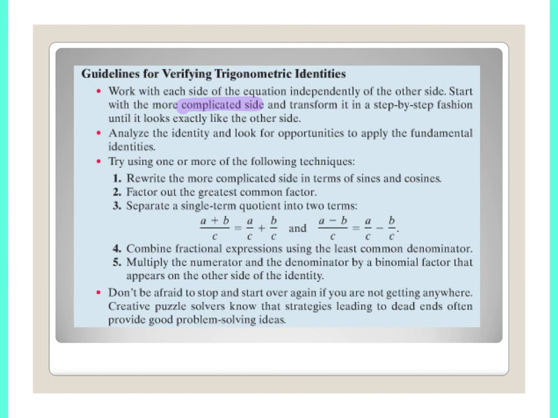The third thing there says try using one or more of the following techniques. Rewrite the more complicated terms in terms of sine and cosine, which we've been doing. Factor out greatest common factor. So sometimes you have to look for that. When there's a fraction at the beginning in which you have two things added or subtracted together, sometimes you've got to split them. And then sometimes you go the other way. You've got two fractions and you have to combine them into one. And then sometimes you can multiply both the numerator and the denominator by a factor that appears on the other side of the equal sign. So you can move things around.